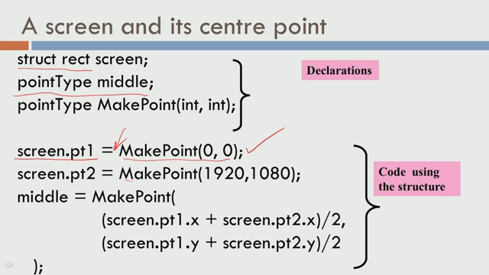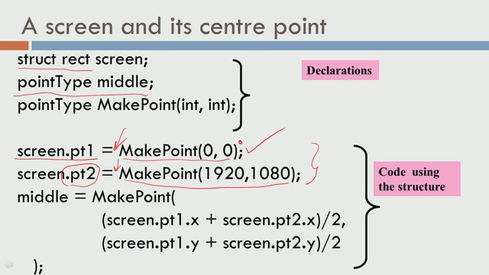So, again when I call make point, this is going to return a point. So, the return data type for this is a point, and I want this to be set up as the right top coordinate for screen, which is a rectangle. So, these two lines take care of setting up the rectangle with the appropriate left bottom and the right top points. And finally, I want to find out what is the middle of the screen.